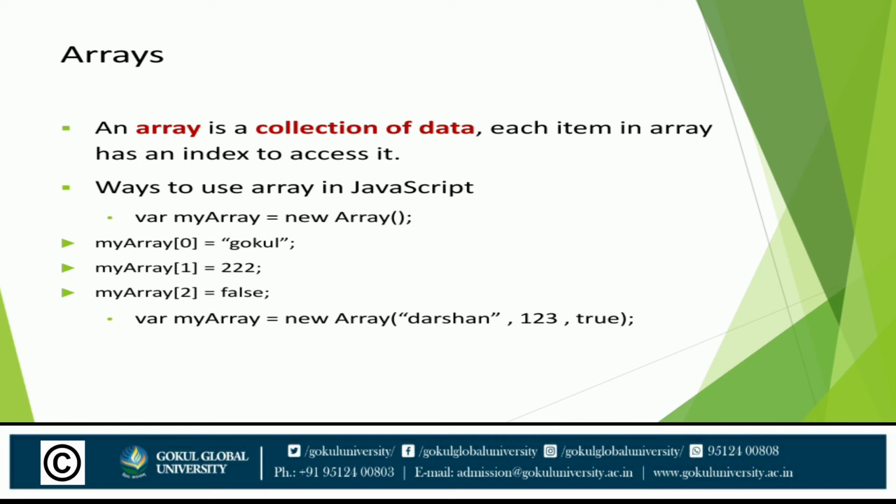Array. An array in JavaScript is a collection of data. Each item in an array has an index to access it. How can we use the array in JavaScript? See the way we use an array in JavaScript. Where is the keyword we are using for the variables? My array, that is the name of the array, is equal to new Array.